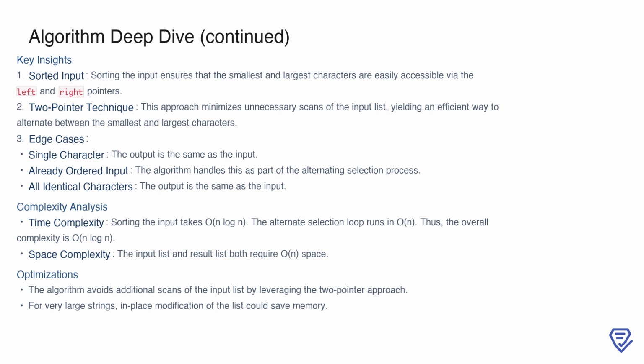In terms of complexity, the sorting step requires O(n log n) time, while the alternating selection loop runs in O(n). This results in an overall time complexity of O(n log n). Space complexity is O(n), due to the input and result lists. For very large inputs, in-place modifications of the list could further optimize memory usage, making the algorithm both practical and efficient.